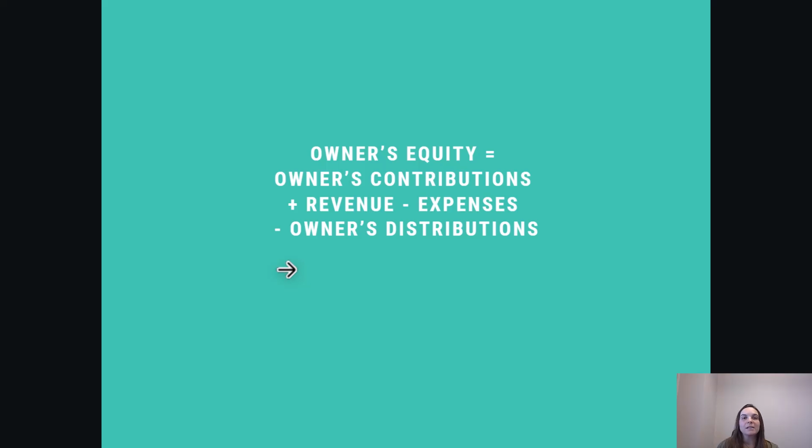Owner's distributions are amounts that I take out. This is my share of the revenue. My business has earned $20,000 bottom line. I'm going to take out 10. Okay, that would be an owner's distribution. So these are owner's equity accounts.